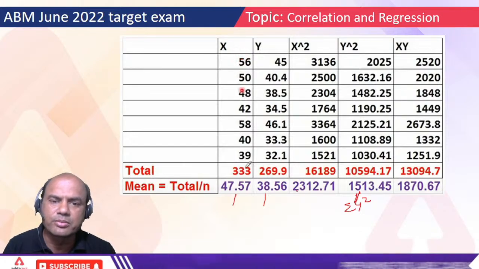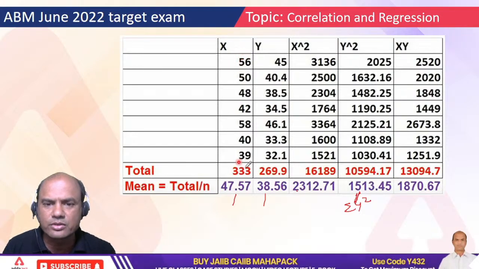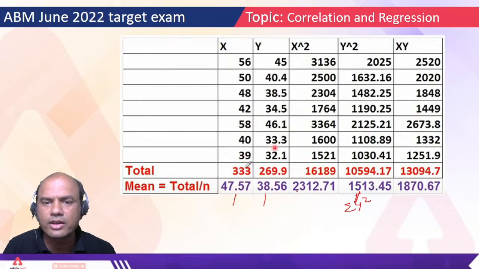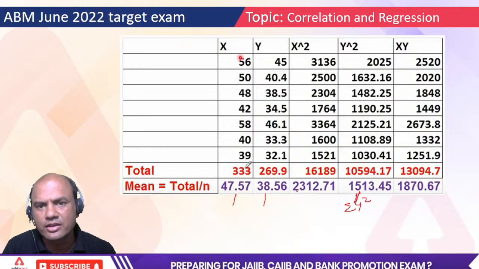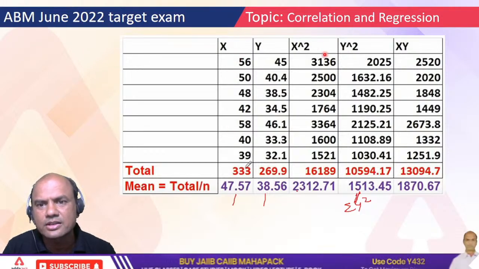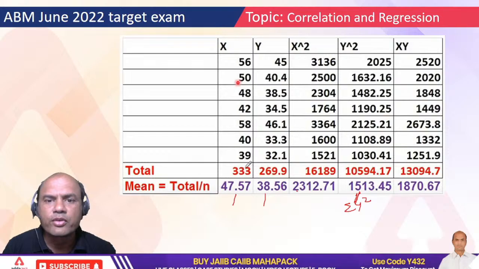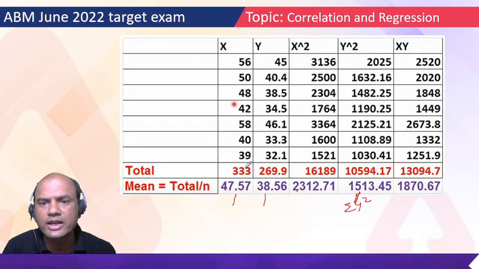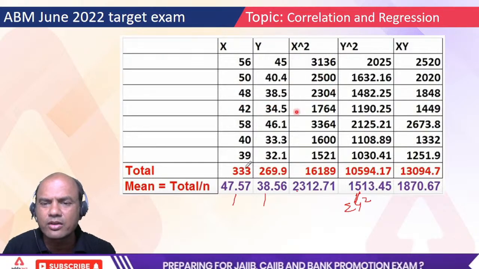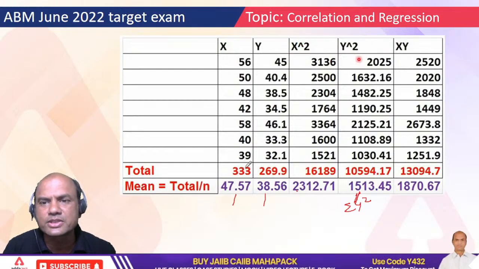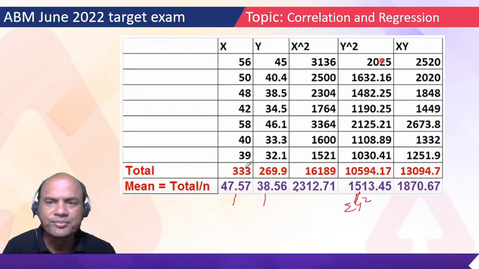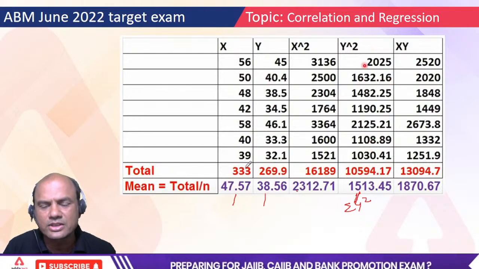Now we will write all the given figures of x over here. We'll write all the given figures of y over here. Then x square. Do the squares of x. All these squares. 56 square, 3136. 50 square, 2500. 48 square, 2304. Remaining all, similarly x square over here. Then y square. 45 square, 2025. 40.4 square, 1632.16. See here, you have a calculator. You can do it yourself.